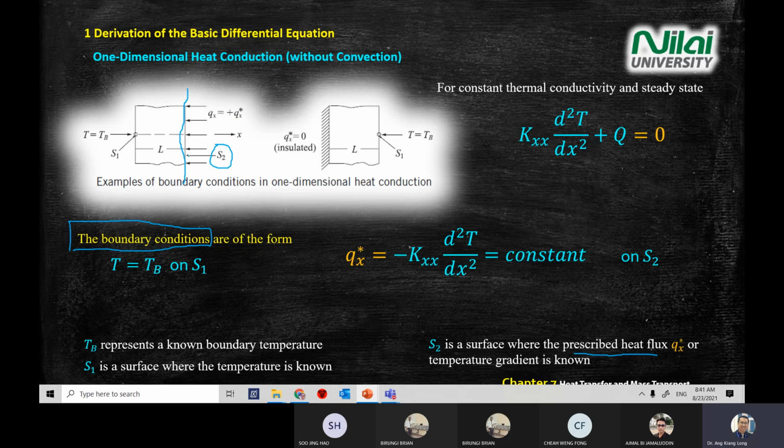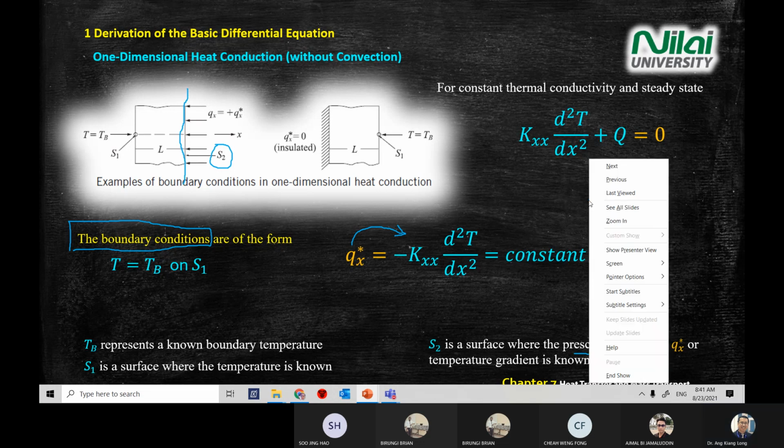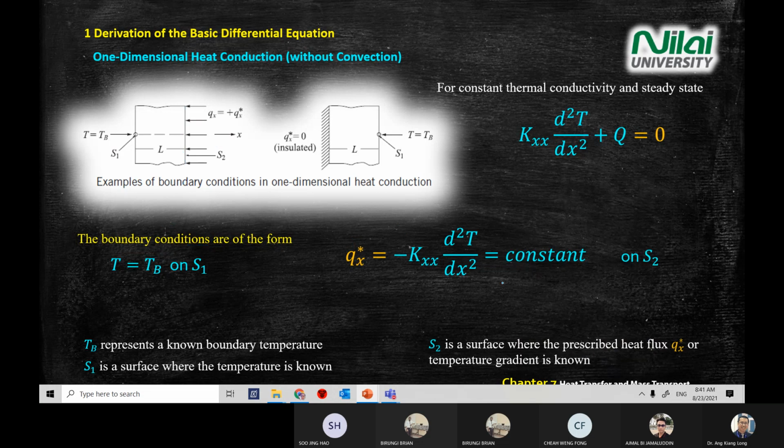In this case, we draw a free body diagram here, and at surface number 2, or at a certain location after a certain length from surface 1, we write our Qx at this surface as Q star X. And we use the equation of Q that we learned just now, 10 or 20 minutes ago: Q equals negative Kxx d squared T divided by dx squared equal to a constant.